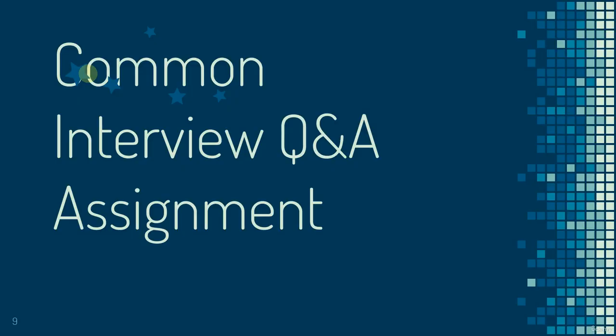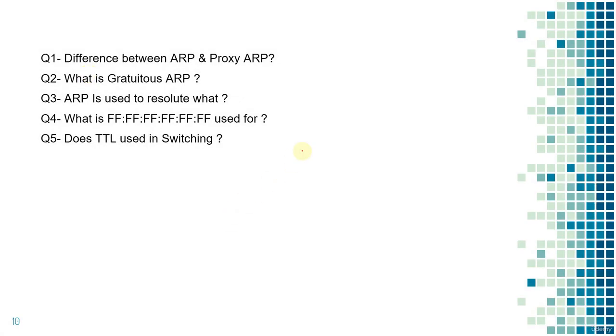Common interview questions and answers as an assignment. What is the difference between ARP and proxy ARP? What is gratuitous ARP? What is ARP used to resolve? What is this address used for? And is TTL used in switching or not?